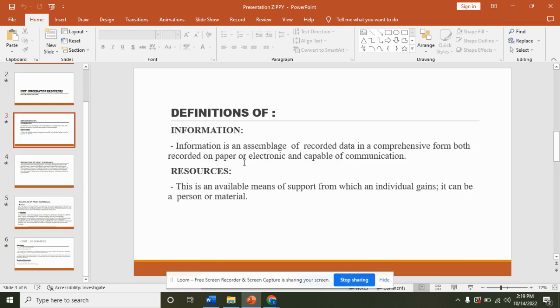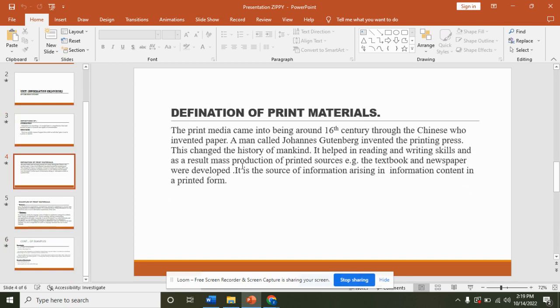Can you see my screen? Okay. We have the definition of print materials. And from our own understanding, we know what print materials are. We say the print media came into being around the 16th century, through the Chinese who invented paper. A man called Johannes Gutenberg invented the printing press, which changed the history of mankind.